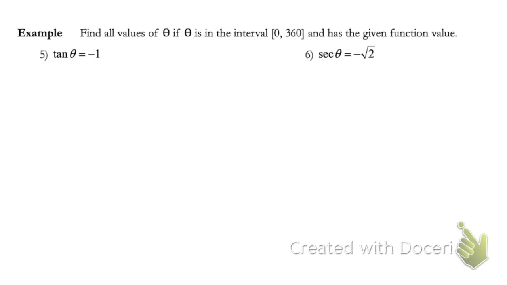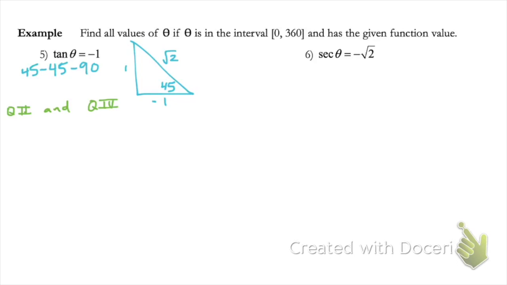Alright, our last two examples, we need to find that theta, or multiple thetas. Given that tangent of theta is equal to -1, first identify what your special right triangle is. Well, I've got -1 as the value, so it's got to be the 45-45-90. And it's negative, so that tells me that one of those sides is negative. So from here, I can go ahead and sketch. I know it's going to be in quadrant 2 or 4 because tangent is negative.